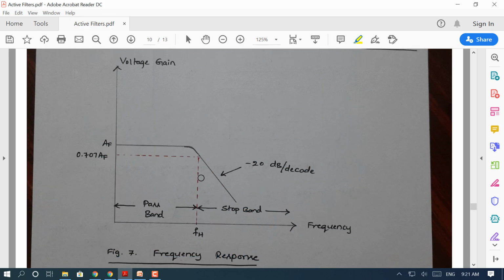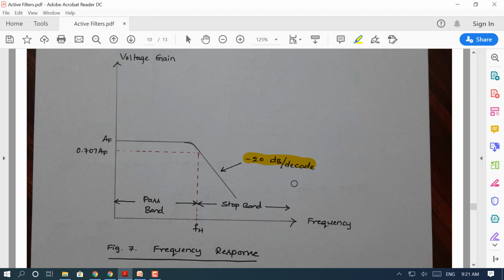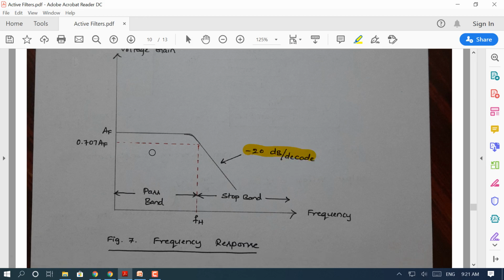Okay, so now let us see the frequency response. We have already observed the general frequency response of a low pass filter, but once again we are reiterating the same. The voltage gain versus the frequency response is as shown here. There is a constant gain of the op amp from 0 to FH. The filter provides constant gain. Beyond FH, the filter attenuates the signals. As I already mentioned, this is a first order low pass filter, so the roll off rate is going to be minus 20 dB per decade. So this is the frequency response of the first order low pass Butterworth filter.